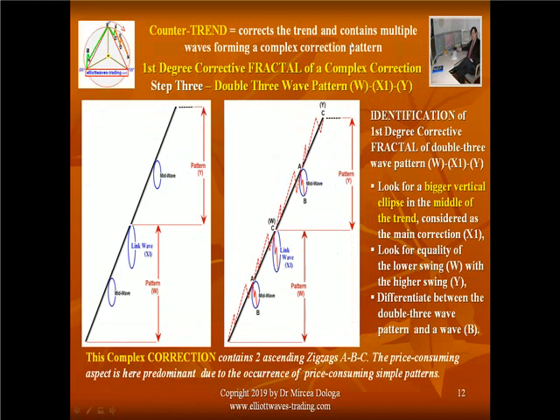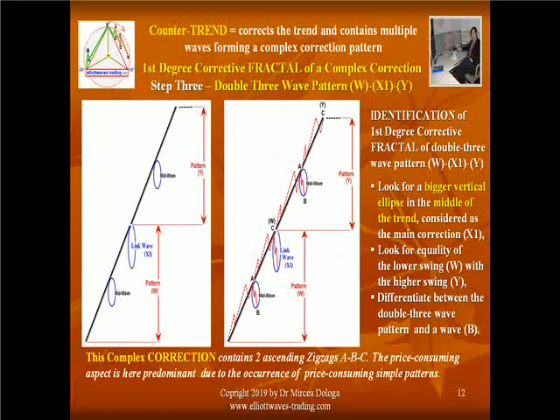First degree corrective fractal of a complex correction, step number 3, double 3 wave pattern, W, X1 and Y. Identification of the first degree corrective fractal of the W3 wave pattern, W, X1 and Y, has the following steps. Look for a bigger vertical ellipse in the middle of the trend, right here. This is the trend, this is the middle of the trend.